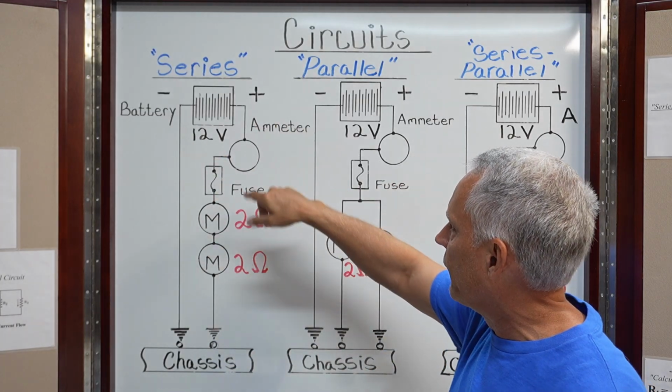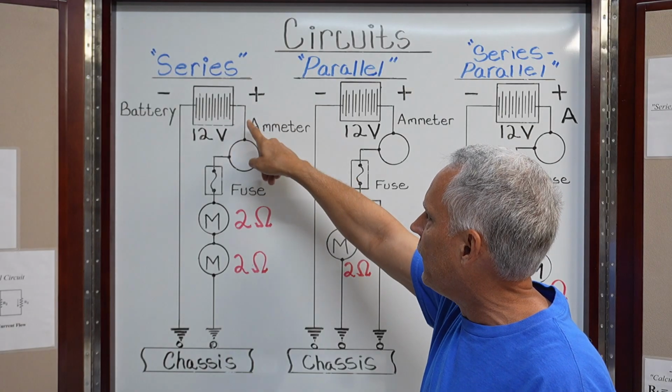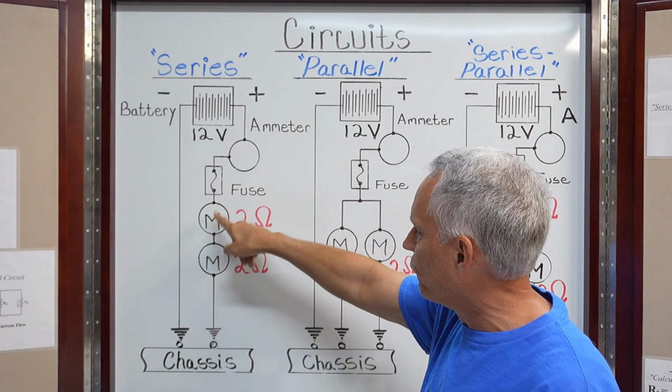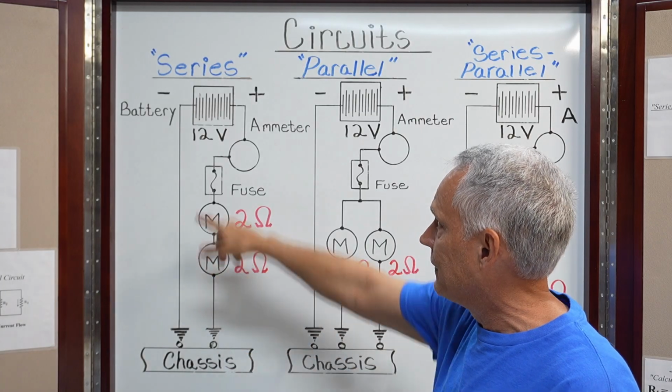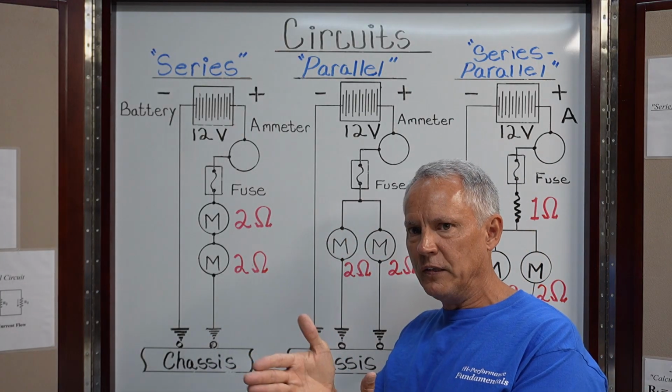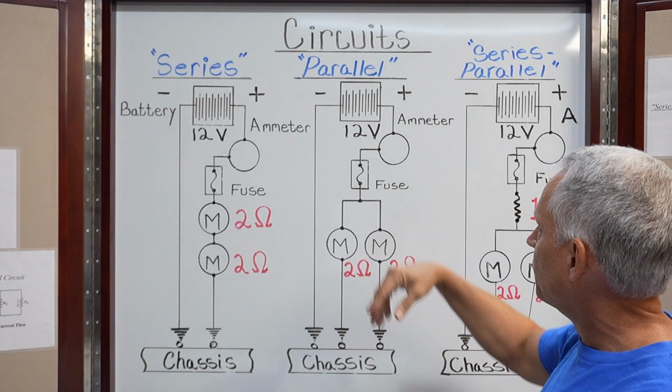But here's a series circuit, right? All the current, or all the voltage and current, is flowing through the ammeter, through the fuse, through the first motor, into the second motor, through the second motor, and then to the chassis, and then back to the battery in series, right? One after another, right? In series. Here's a parallel circuit, right?